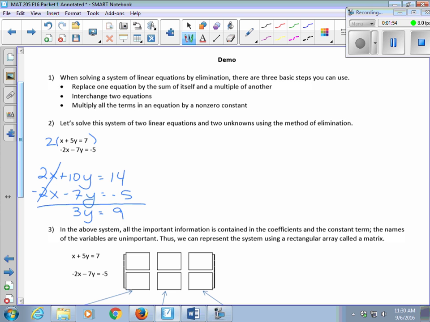That's a brand new equation that popped out from what I just did. That's a replacement. I'm going to replace one equation by the sum of itself and a multiple of another. So I'm going to replace the second equation because I added the second equation to a multiple of the first equation. So my two new equations are the original first, x plus 5y equals 7, and this new one, 3y equals 9. So I replaced one of my two equations with the sum of itself and a multiple of another.